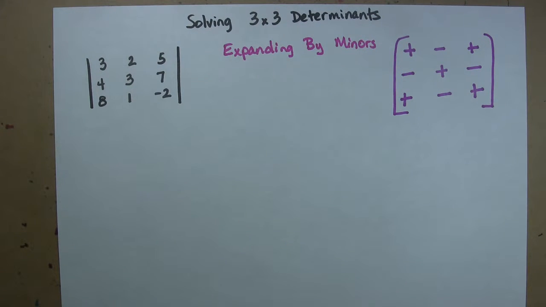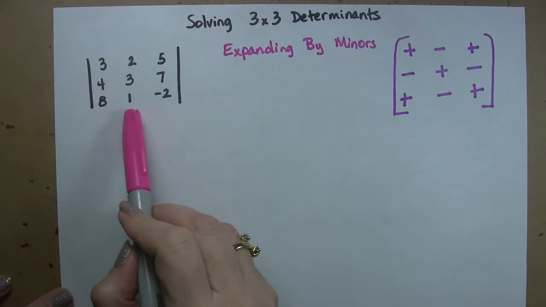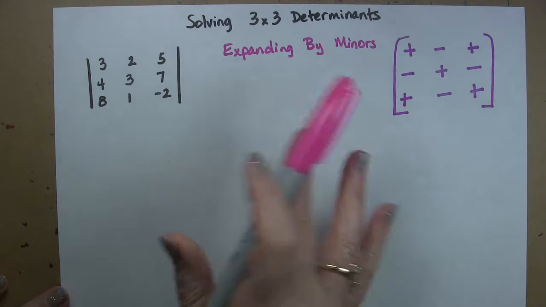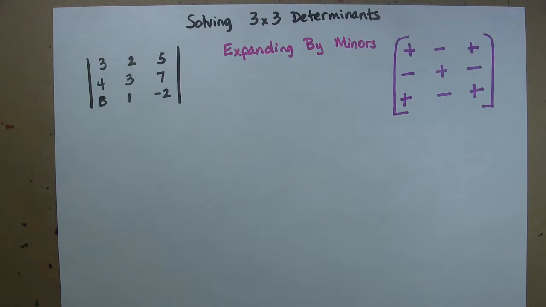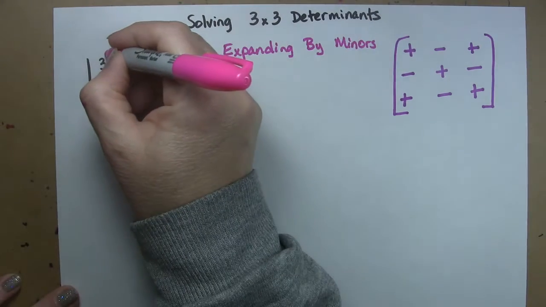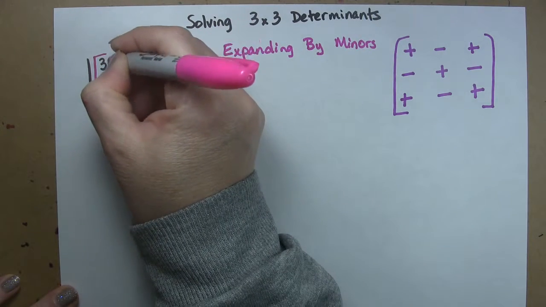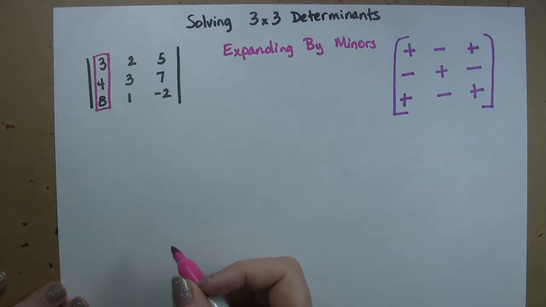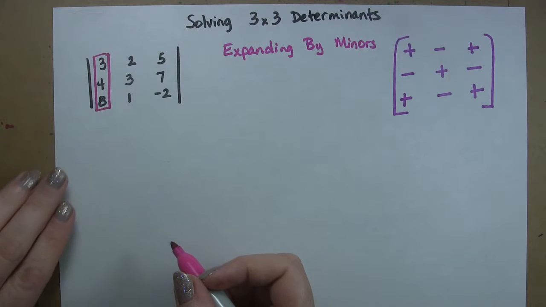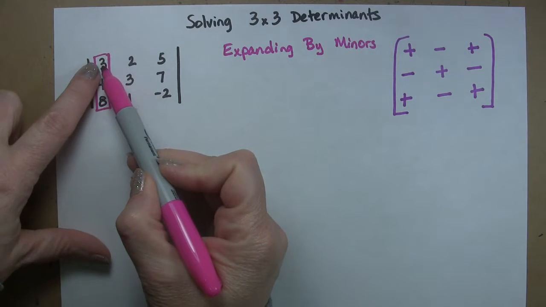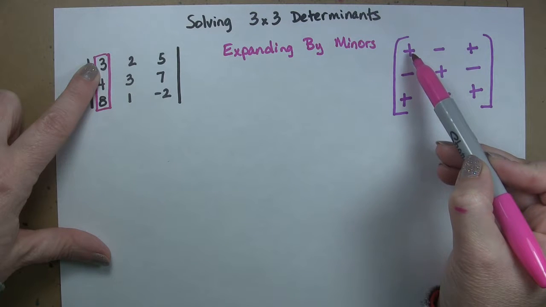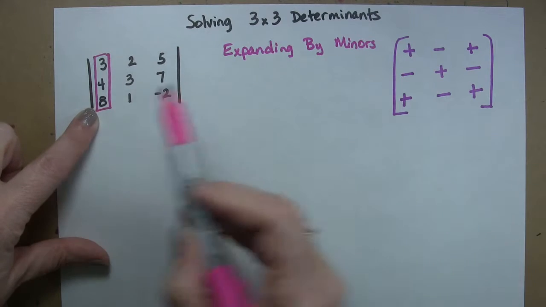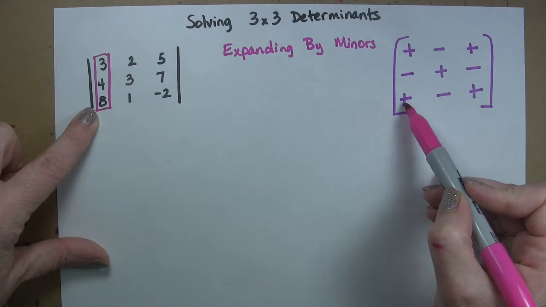Okay, so expanding by minors. The first thing that we want to do is pick a column or row. It does not matter at all which one you pick. It is entirely up to you, and because I like to start at the beginning, I'm just going to pick that beginning column. That's going to be what I work with first. So you will notice that this 3 corresponds with this plus sign, and then this 4 corresponds with this minus sign, and this 8 corresponds with this plus sign.